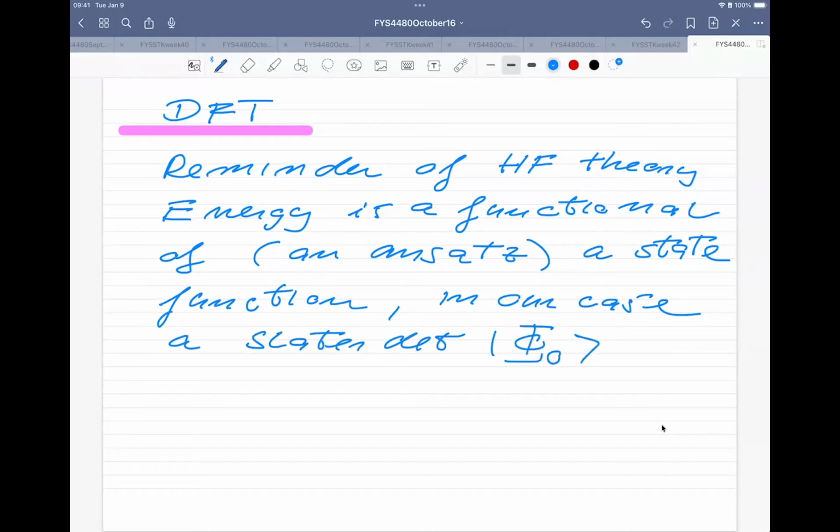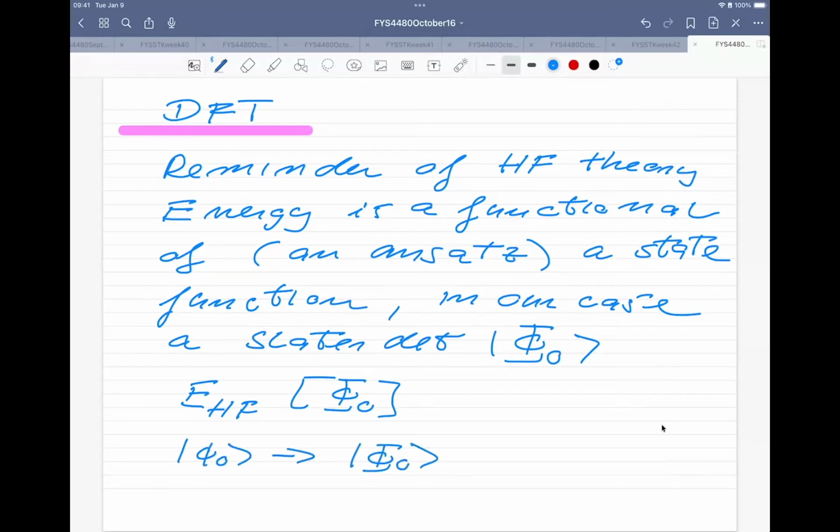So that means that the energy, E Hartree-Fock, is now a functional, and we write this with square parentheses. It is a functional of this ansatz. And we also know that this trial wave function changes to a trial wave function phi 0 plus some delta. And then we optimize this term, and by optimizing that one, we get the Hartree-Fock equations.